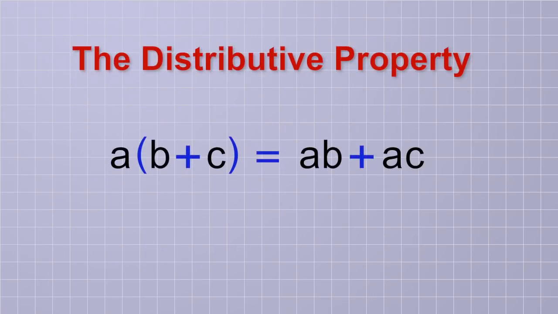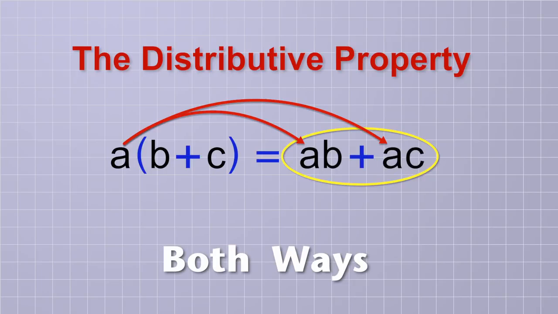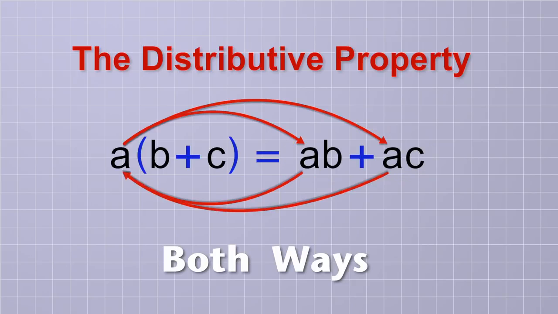So you can use the distributive property both ways. If you get the expression a times the group b plus c, you can distribute a copy of the factor a to each member of the group. But if you're given the expression ab plus ac, you can apply the distributive property in reverse and factor out the a so that it's multiplied by the whole group at once.